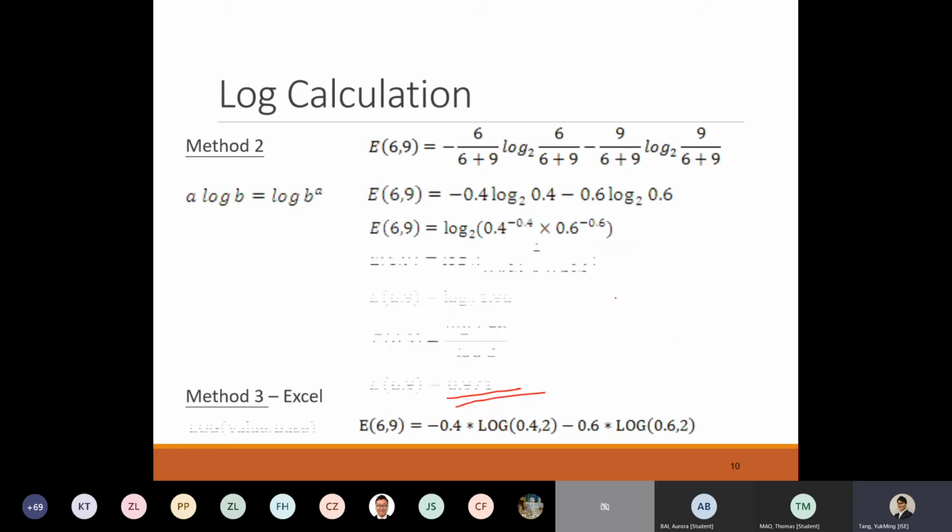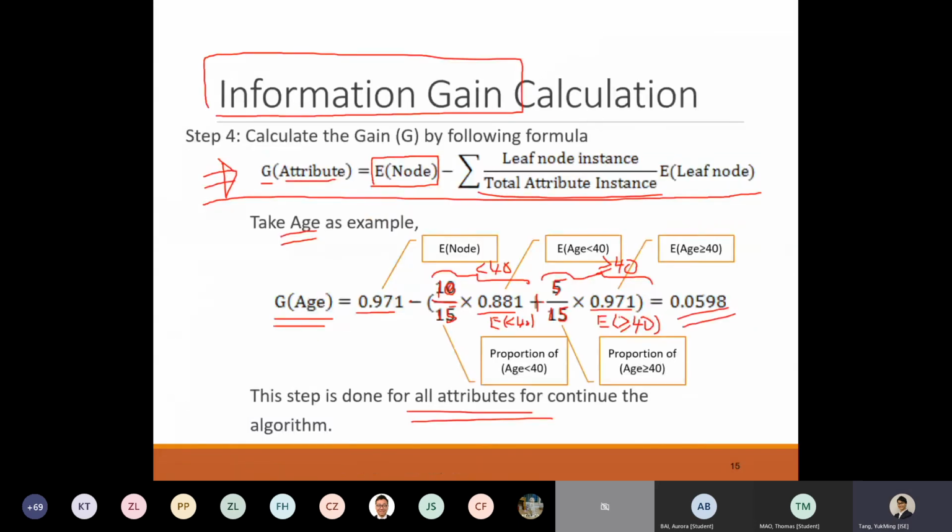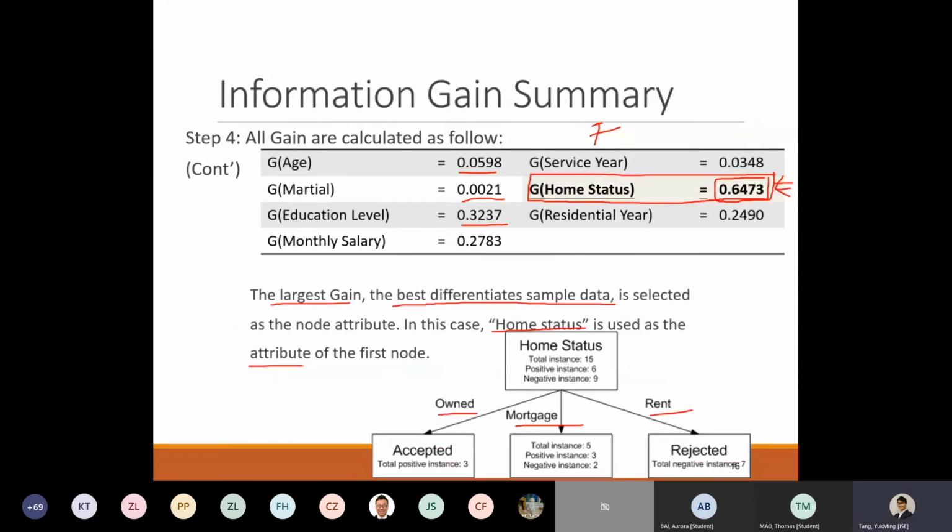That means this one has the largest information gain, so this is used as the root node. 3 of them own the flat, 5 of them do the mortgage, and 7 of them rent the flat. For these 3 customers, you find that all of them are positive instances. That means the bank accepted to lend the money to these 3 customers. And for all of these 7 customers, the bank rejected lending the money.